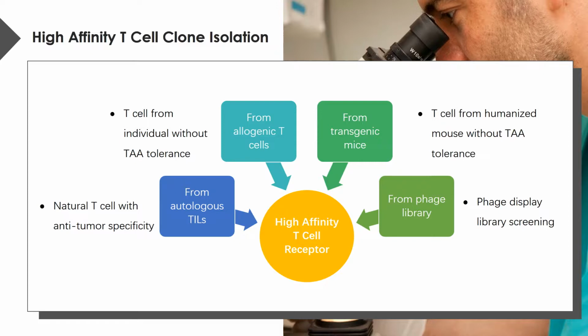Such approaches include using allogeneic T-cells from individuals who are not tolerant of patient TAAs, or using those from transgenic mice that express human MHC. In these approaches, T-cells are incubated with tumor cells from the patient, and TCR genes are cloned from T-cells that react to the tumor cells. Alternatively, a DNA library of many millions of TCR genes can be generated in bacteriophages, and tumor-reactive TCR genes can be obtained from phage display screening.